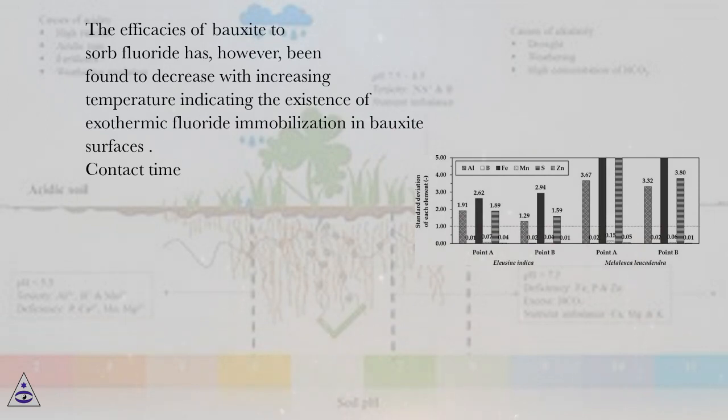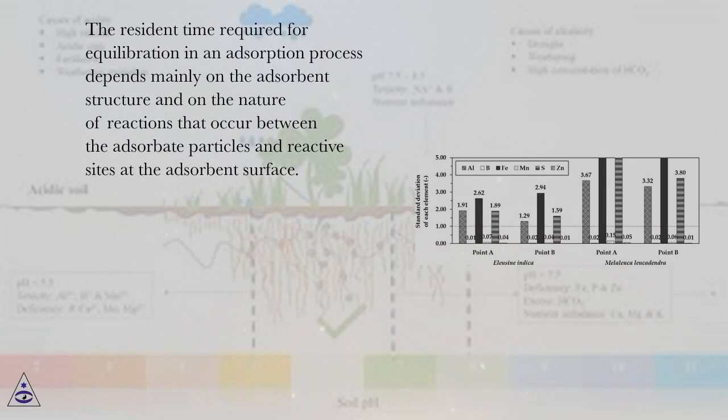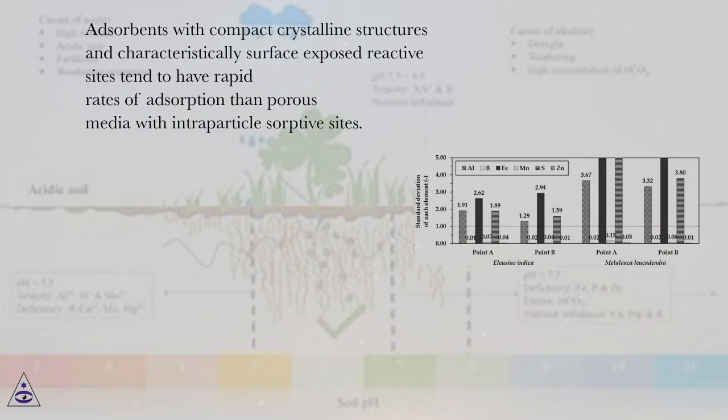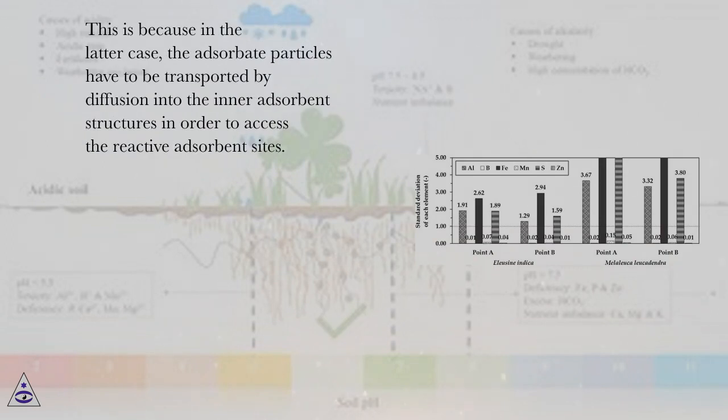Contact time. The residence time required for equilibration in an adsorption process depends mainly on the adsorbent structure and on the nature of reactions that occur between the adsorbent particles and reactive sites at the adsorbent surface. Adsorbents with compact crystalline structures and characteristically surface-exposed reactive sites tend to have more rapid rates of adsorption than porous media with intraparticle sorptive sites. This is because in the latter case, the adsorbate has to be transported by diffusion into the inner adsorbent structures in order to access the reactive adsorbent sites.